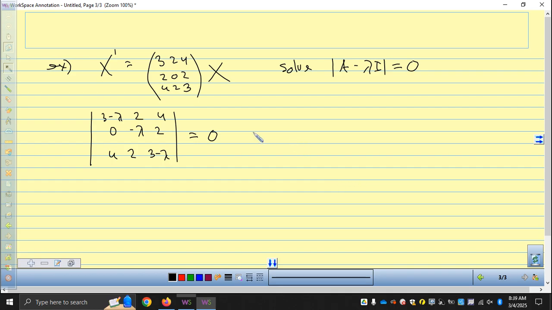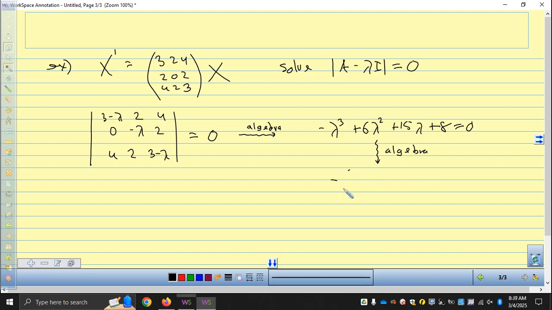I'm going to skip some steps here. There's some algebra in here, and we get negative lambda to the third plus 6 lambda squared plus 15 lambda plus 8 equals 0. And I'm going to say there's some more algebra here.